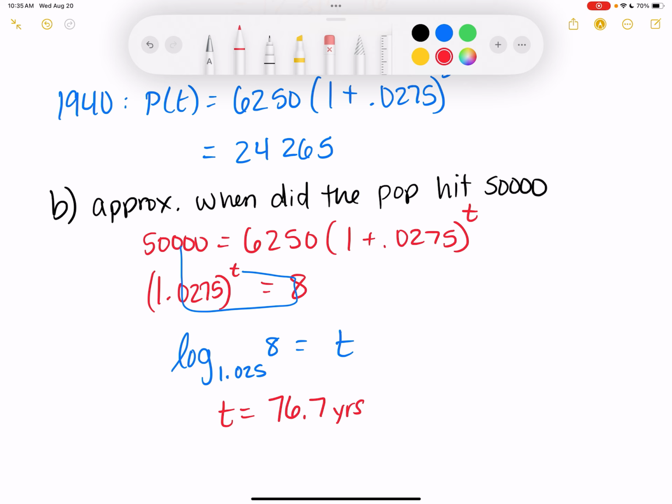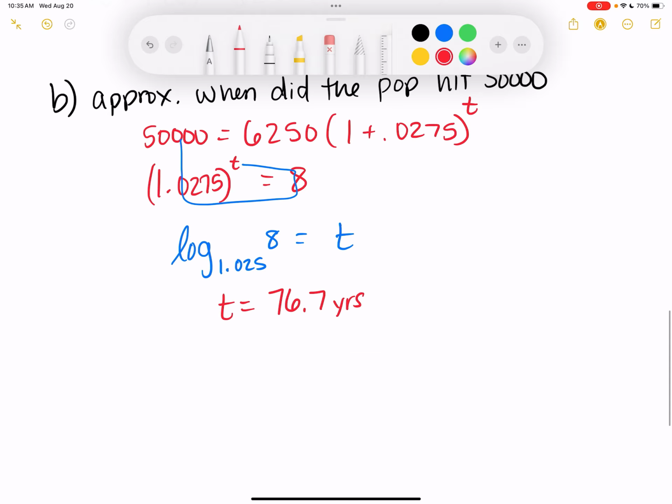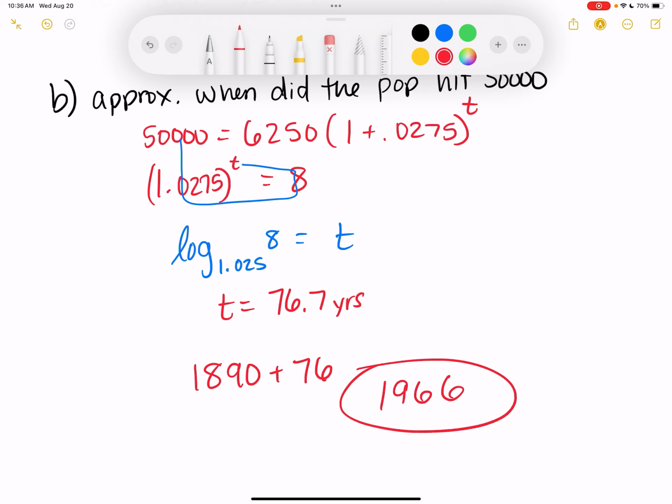So this would be from, what was our initial year? I don't even remember now. 1890 plus 76. That's 6. 1966. So that would be when the population hits 50,000. So it would take this many years, but this would actually be the year that it's occurring in, basically. Any questions on that one?